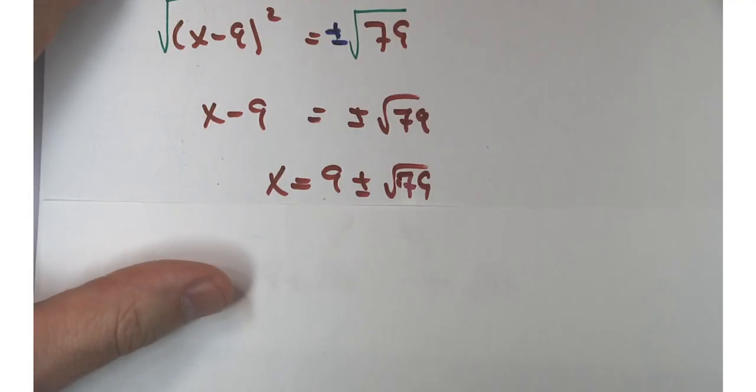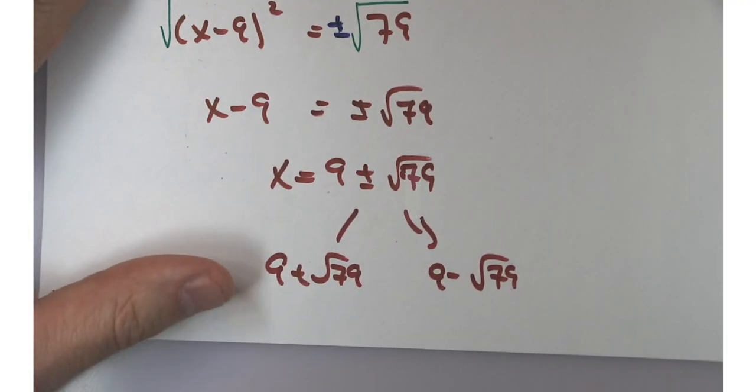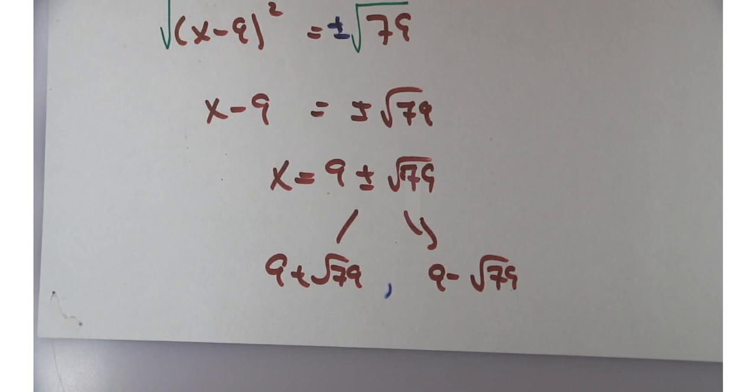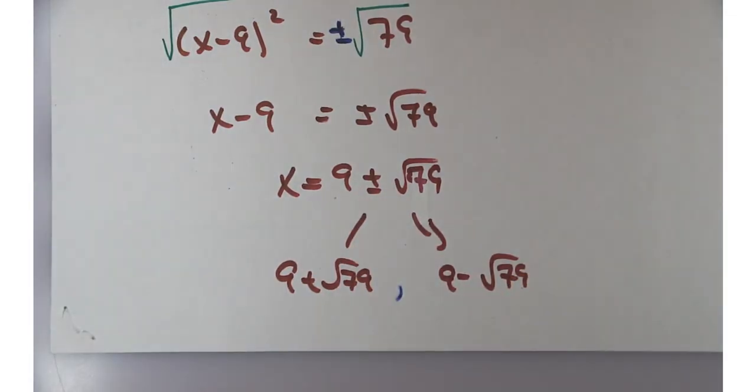Now, if this was a number like a 5, something you could combine, then you would do out both answers separately. This is probably how you're going to have to put it in WebAssign. It's like this, 9 plus the square root of 79, 9 minus the square root of 79. So that's what you can expect on WebAssign. I don't think it plays nice with the plus or minus. I'm okay with you using the plus or minus, but I don't think WebAssign is. So until they catch up with that, just expect that for the notation.